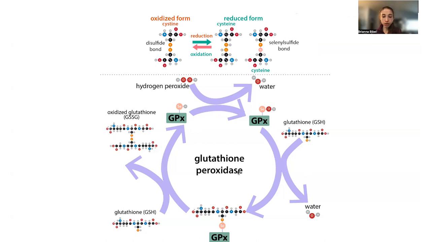The selenocysteine is able to do this and make it so that you're able to more easily break this bond up than if you had sulfur bonds. And this is going to be more reactive. It's going to be able to react with that hydrogen peroxide more easily than a cysteine would. And we'll get into why this is.